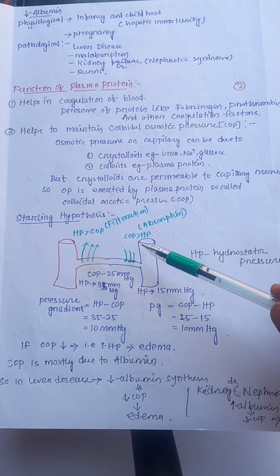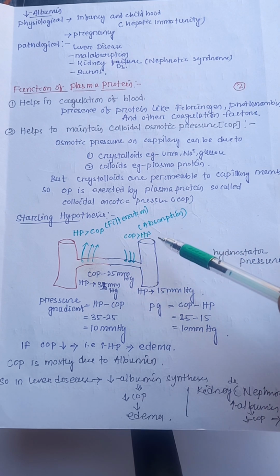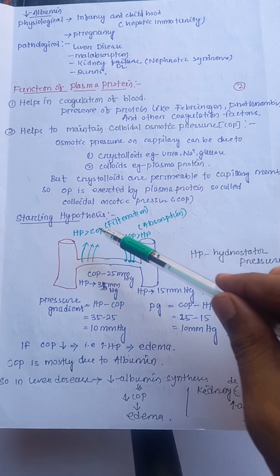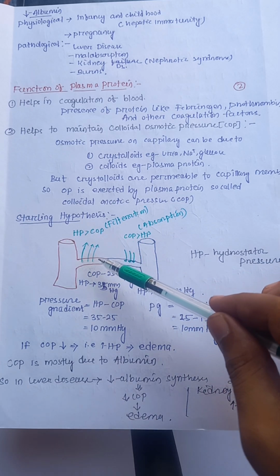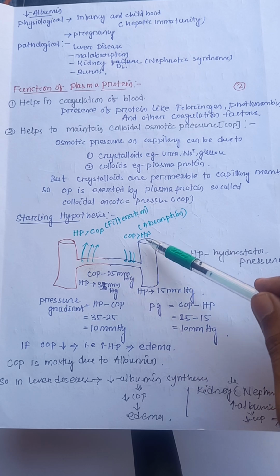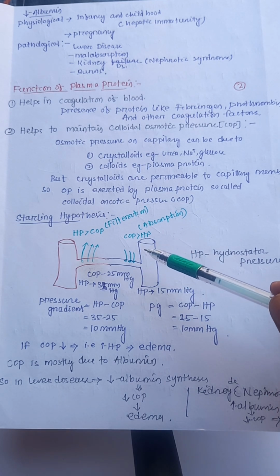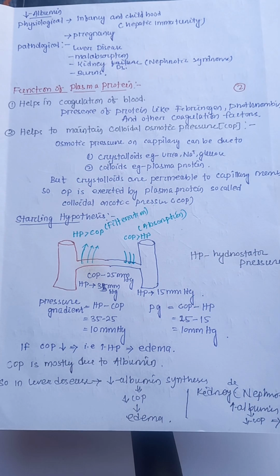And at the venous end this is reversed: the colloidal osmotic pressure is higher and the hydrostatic pressure is low. As we already know, hydrostatic pressure is due to water, so if water leaks out at the arterial end, there will be less water content in the vessel or capillary, which causes a decrease in the hydrostatic pressure. That means hydrostatic pressure is lesser than the COP. That's why water gets reabsorbed through the venous end, and like this the water and electrolyte balance takes place in the capillary.